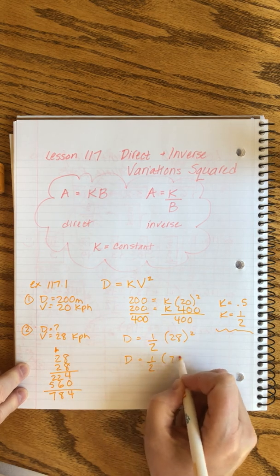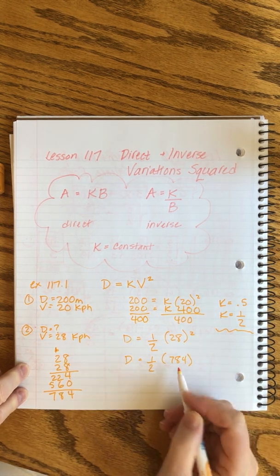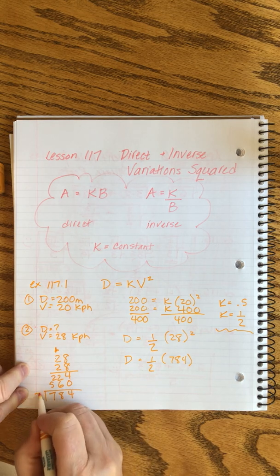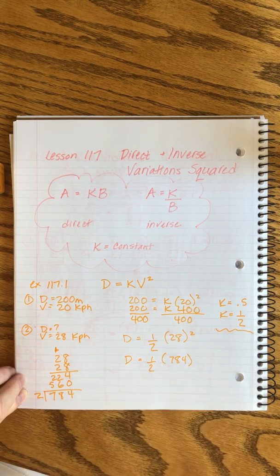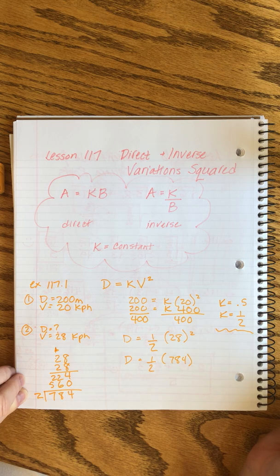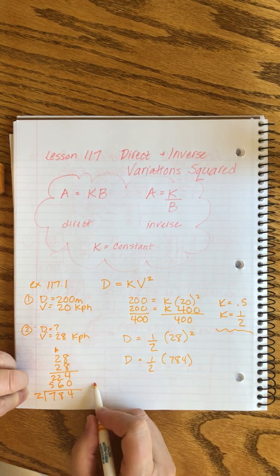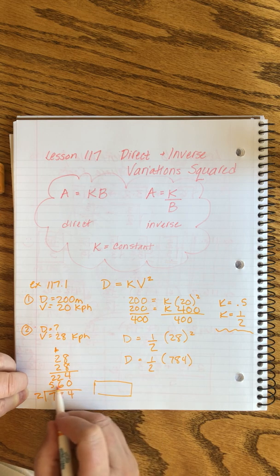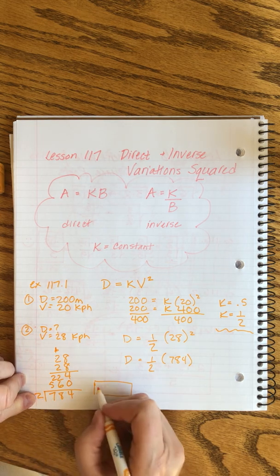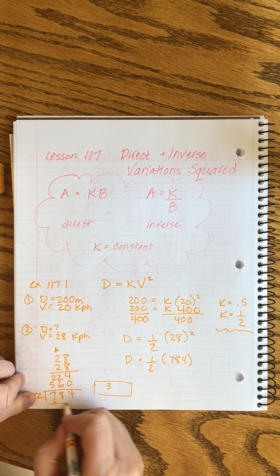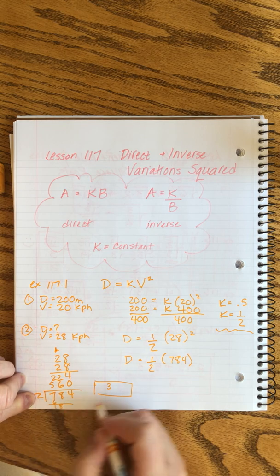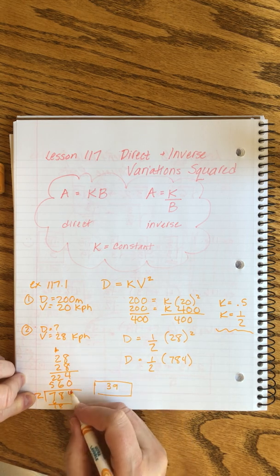1/2 times 784. And then if I divide this by 2, that'll give me the answer, right? Because I have to multiply it by 1/2 or 0.5, either way. So now I'm going to write my answer over here because I don't have room up there. 2 into 7 goes 3 times. That's 6. 18. 2 into 18 goes 9. It comes out even.